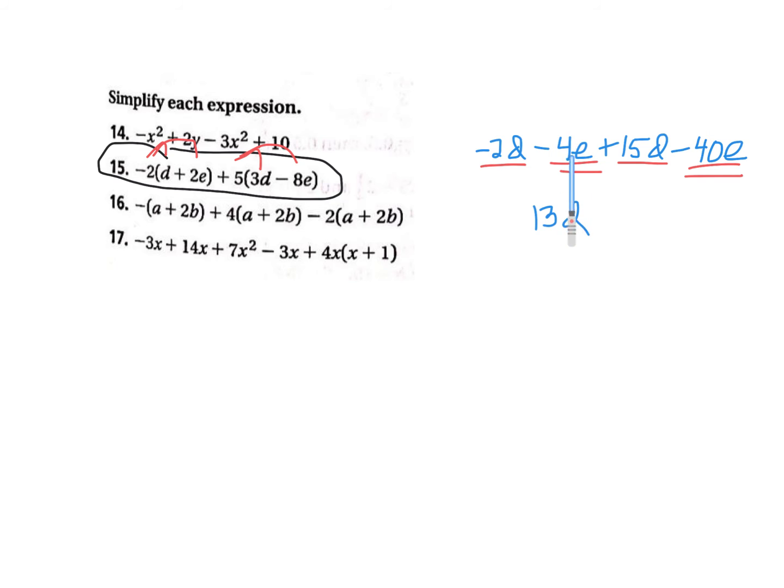And then a negative 4E and a negative 40E, same sign, I'm going to add and keep the sign. I get a negative 44E. And then that's it. That's simplifying as far as I can go. You do the other 3.